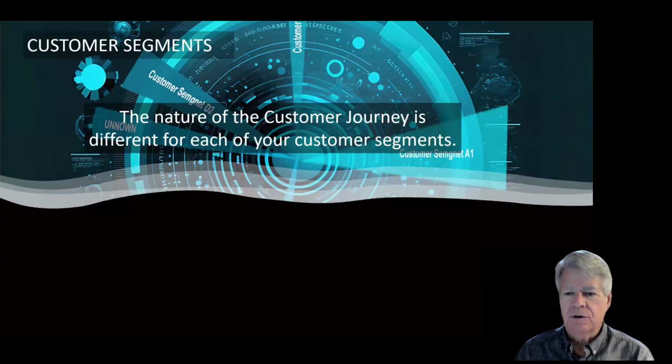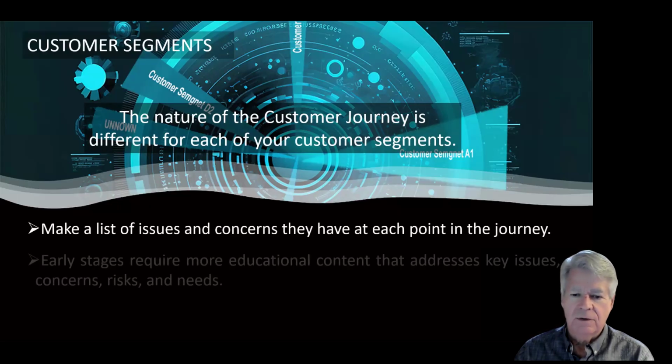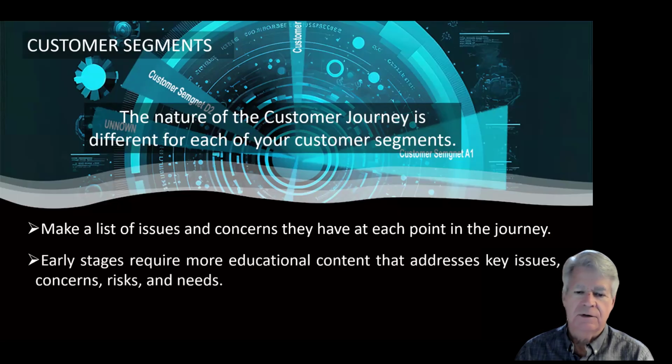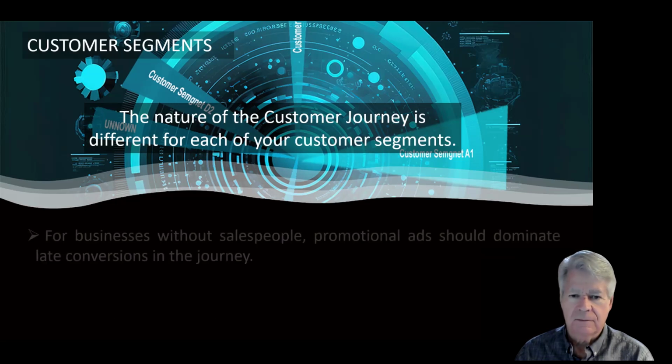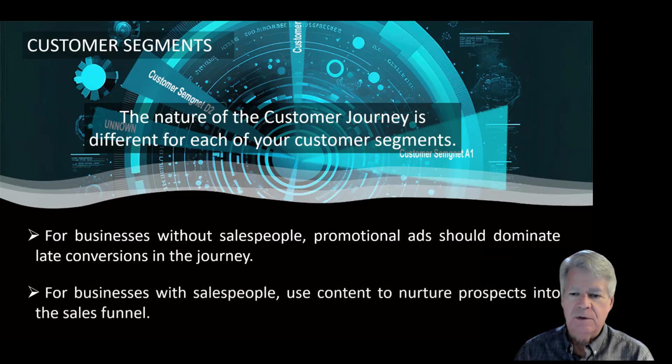The nature of the customer journey is different for each of your customer segments. So think through the nature of each segment as it plays out across the customer journey. Then make a list of issues and concerns they have at each point in the journey. Early stages require more educational content that addresses key issues, concerns, risks, and needs. Later stages need more product information. For businesses without salespeople, promotional ads should dominate the late conversions in the customer journey. For businesses with salespeople, use content to nurture prospects throughout the customer journey and into the sales funnel.